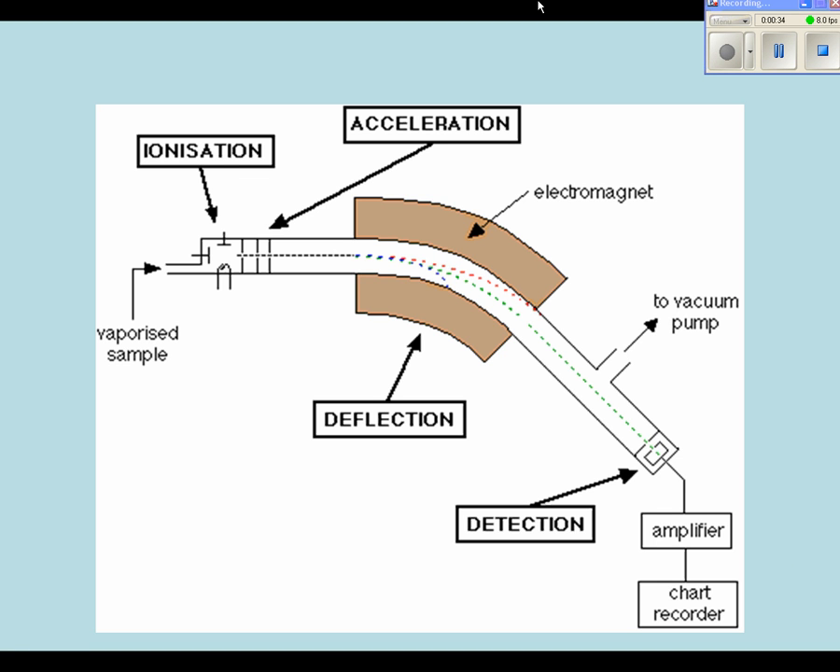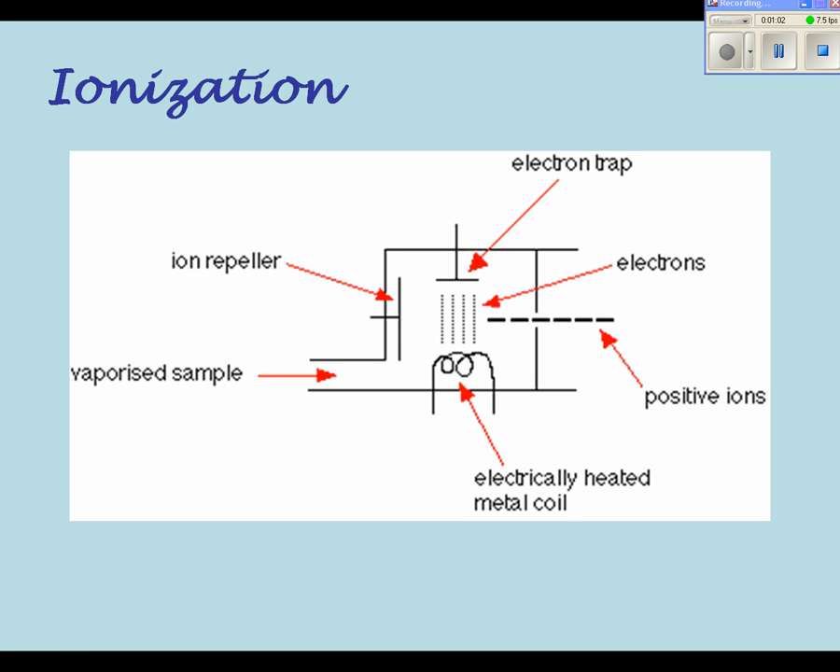The mass spectrometer is composed of four main parts. At the start of the mass spectrometer is a section called the ionization region, followed by a series of electric plates called the acceleration region, a strong magnetic field called the deflection region, and at the end of the mass spectrometer is the detection region. Now, we are going to go through each of these main parts in the following slides. So let's begin with ionization.